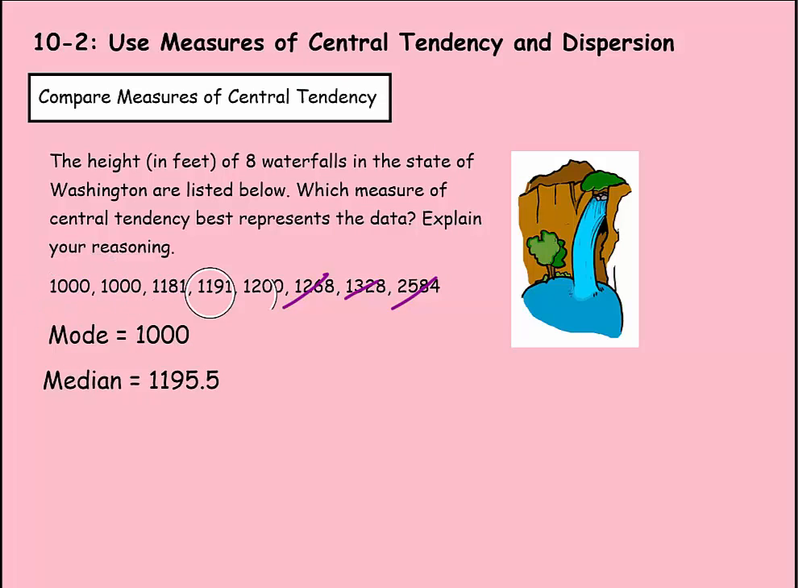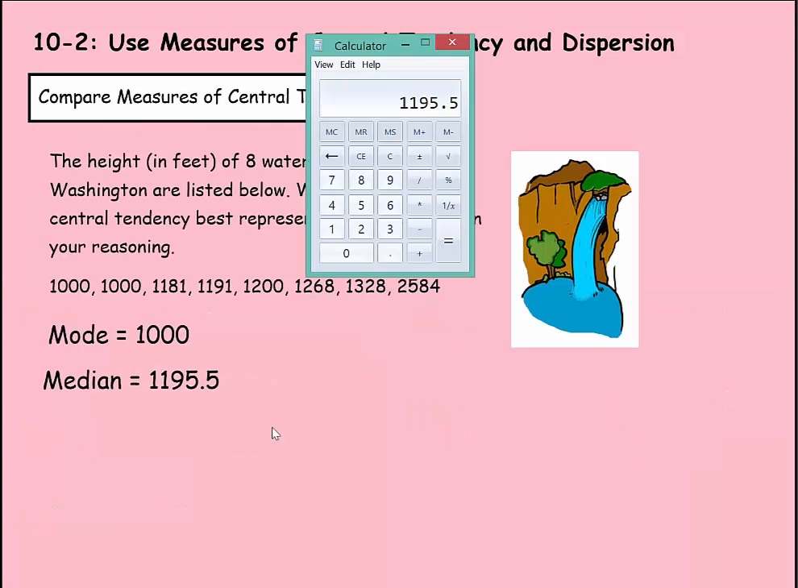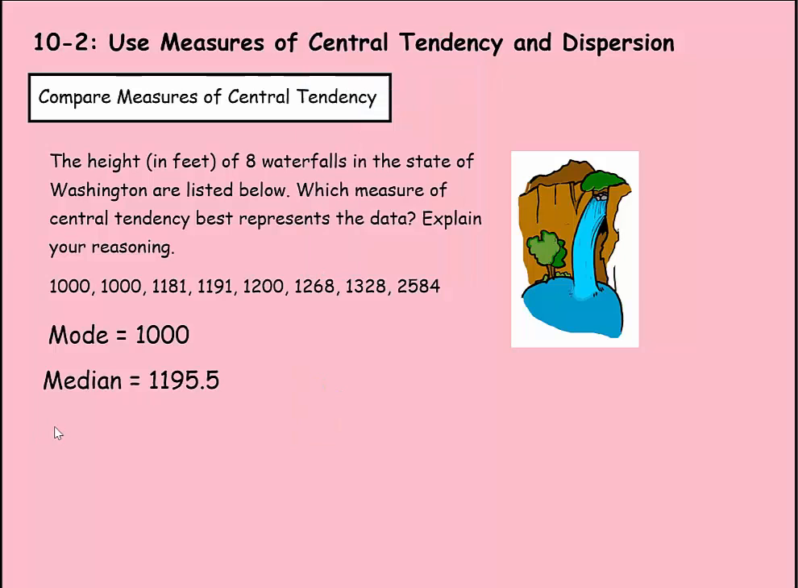Now we're going to look for that mean. So the mean, we follow that formula where we add all the numbers together and divide by the number of numbers. So if we get our calculator out for that, we have 1000 plus 1000 plus 1181 plus 1191 plus 1200 plus 1268 plus 1328 plus 2584, divided by the total number of numbers, and that gives us a mean of 1344. So mean will say 1344.